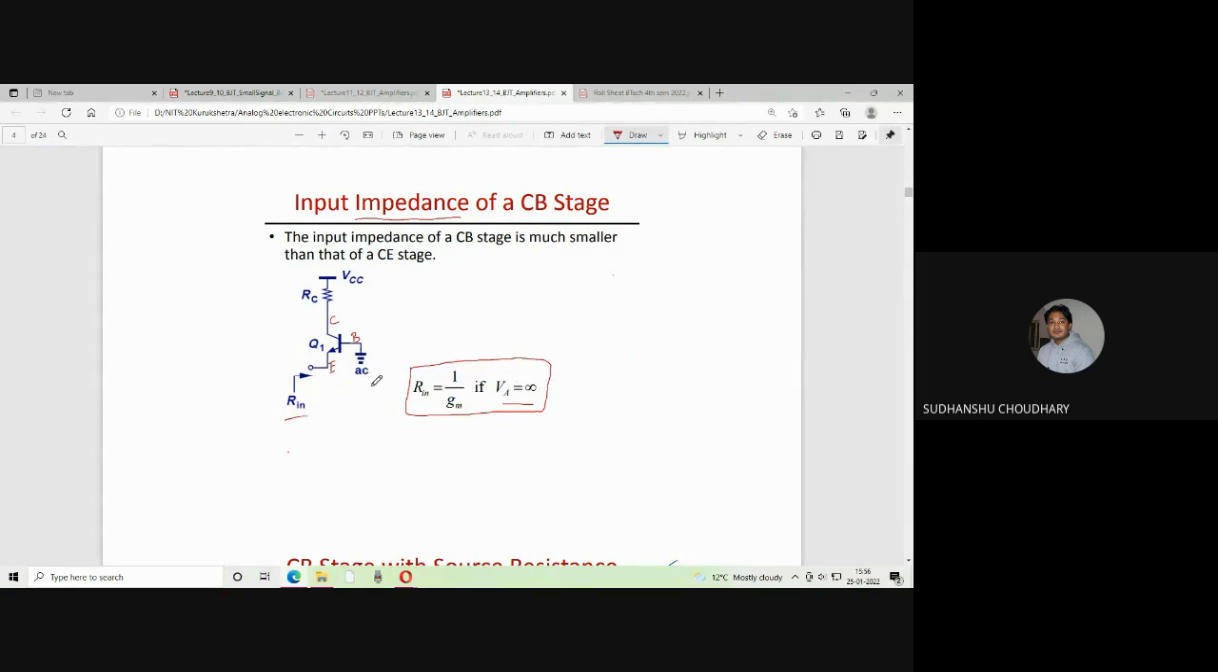Simply by inspection I can find out the input impedance. If I know the input impedance of one configuration, for example common emitter, I can write the impedances by inspection. So I can write the input impedance of common base stage is 1 by Gm when VA is infinite.